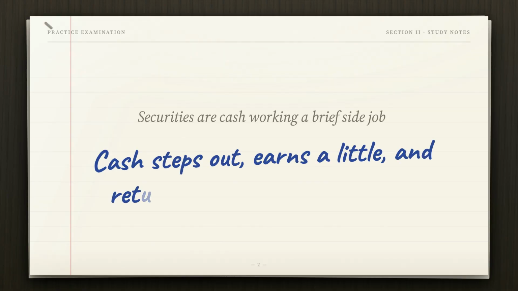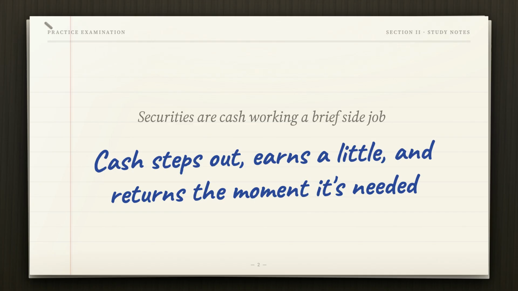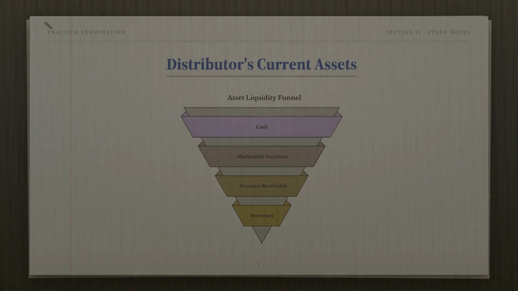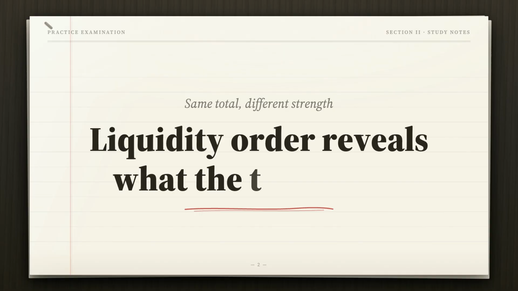Think of marketable securities as cash taking on a brief side job while it waits to be called back into action. Picture a regional distributor: a modest cash balance, a slice of securities, a large block of receivables, and an even larger block of inventory. The shape of that stack reveals whether liquid strength sits near the top or is buried lower down. Two companies can report identical current assets, yet one holds cash and receivables while the other holds inventory. The ordering exists to make that difference visible at a glance.